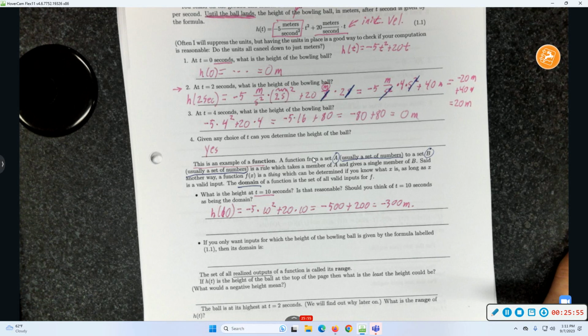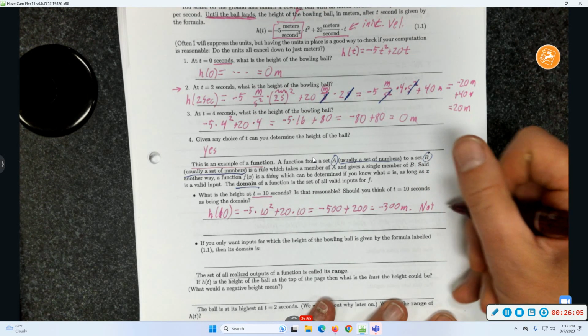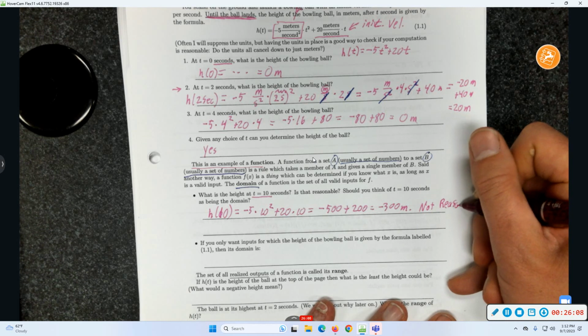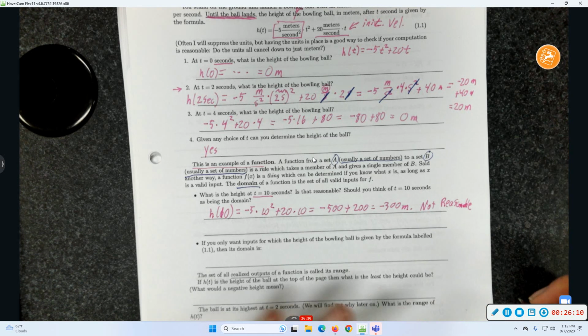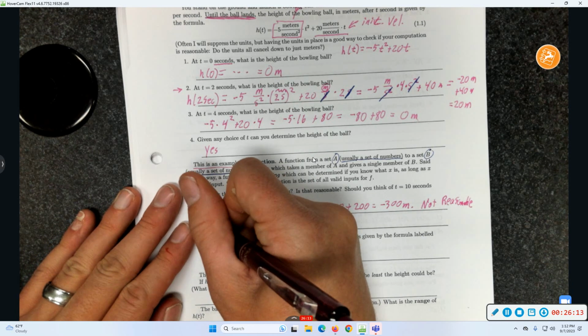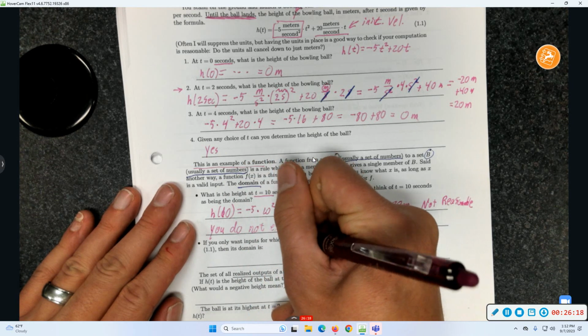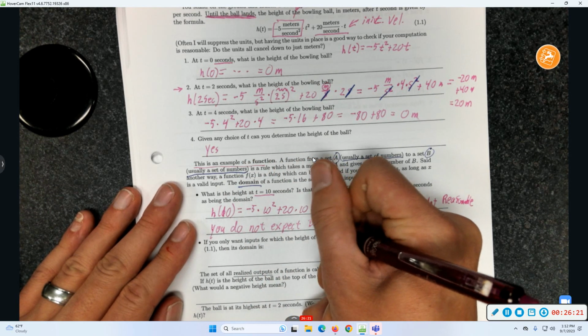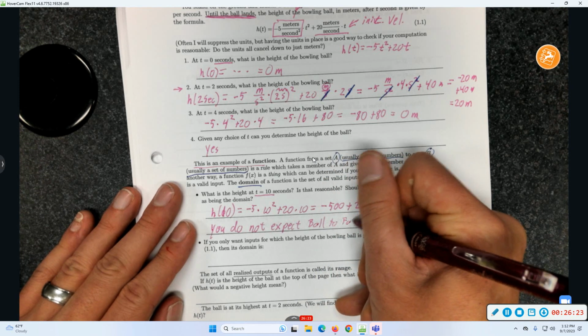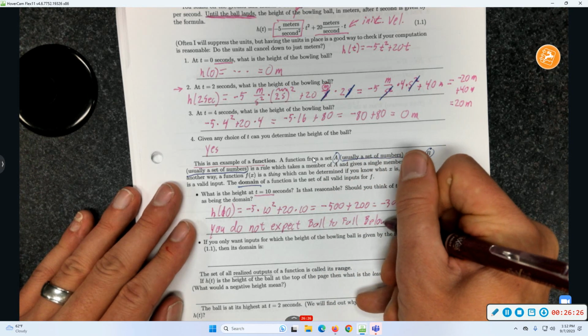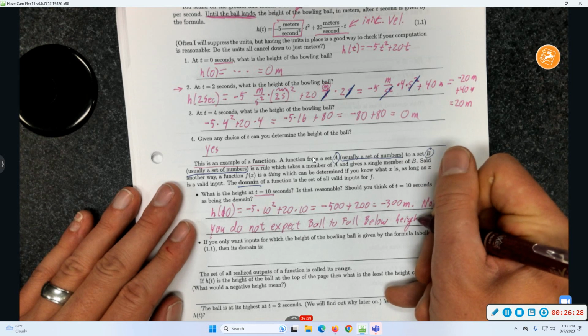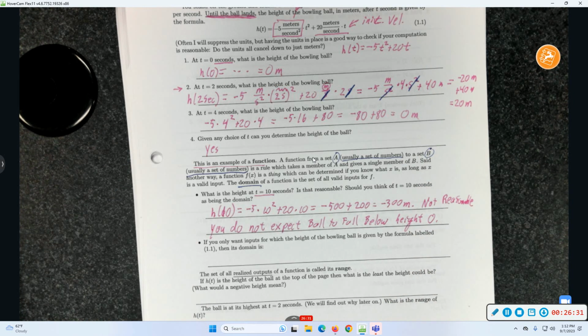So now think about what that would mean. That would say if you throw this bowling ball and wait 10 seconds, it will have burrowed 300 meters below the surface of the Earth. This is definitely not reasonable. Certainly do not expect the ball to fall below height 0.